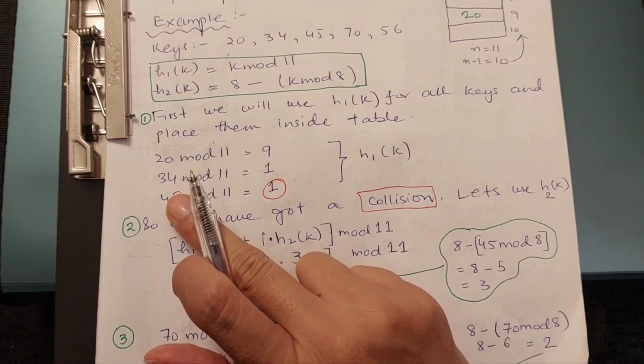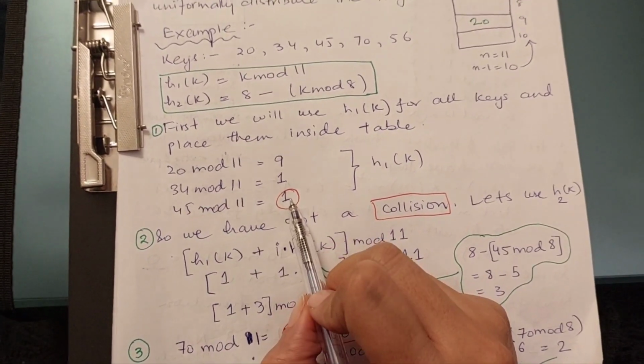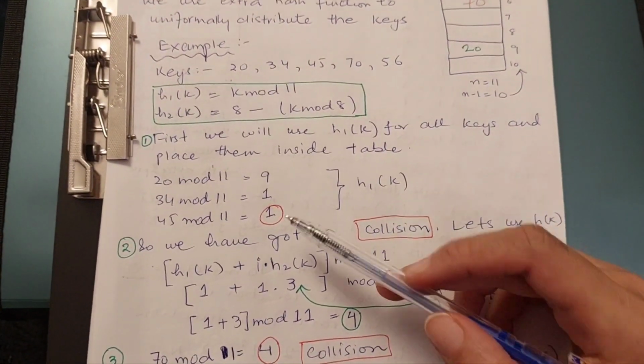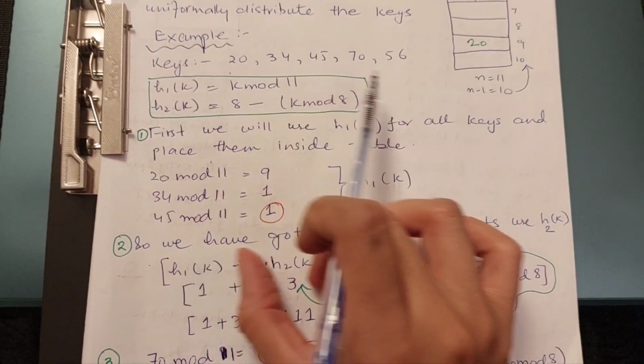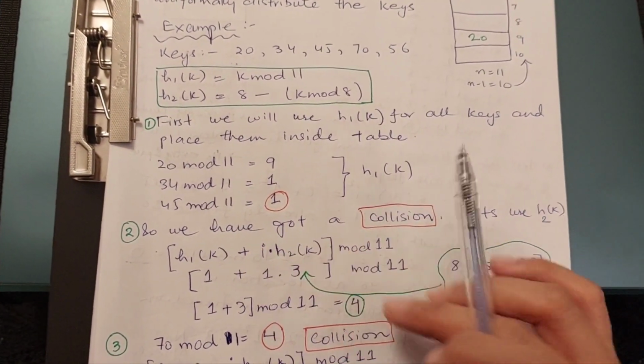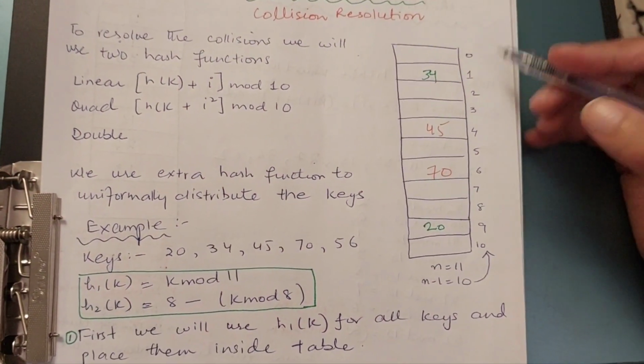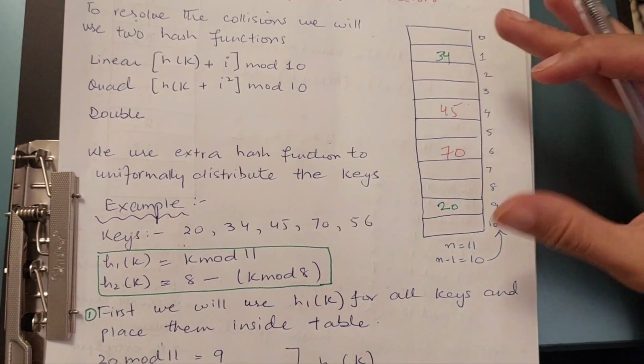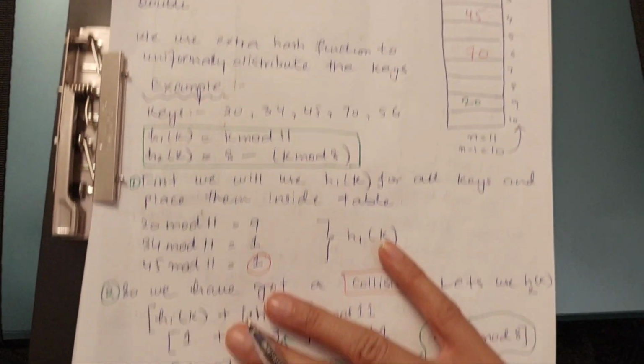Previously 45 was asking to be stored in location 1, which was already filled, but now with the help of this double hashing function, the 45 can be stored in location 4. You can see here that on location 4 I have placed this data entry 45. So my one collision is resolved.